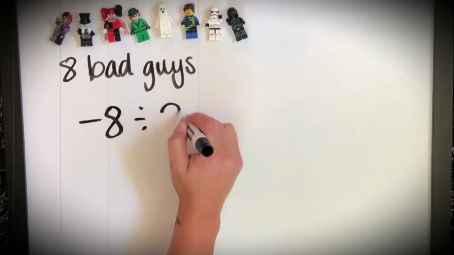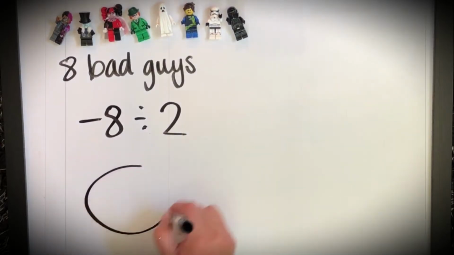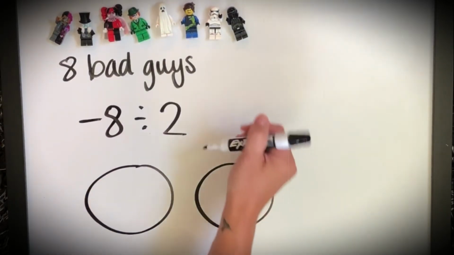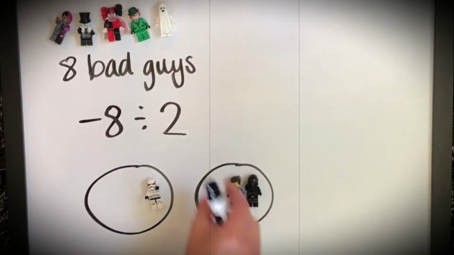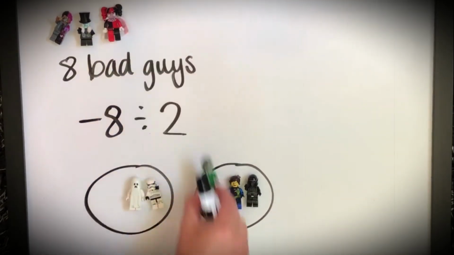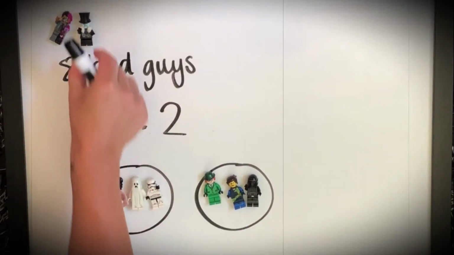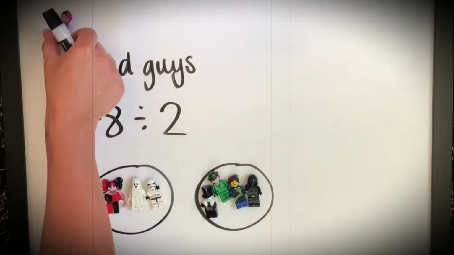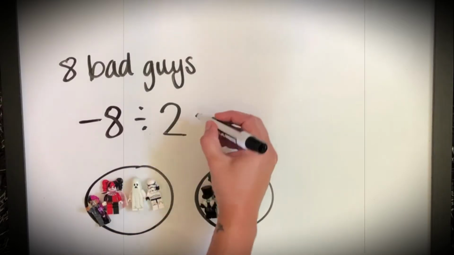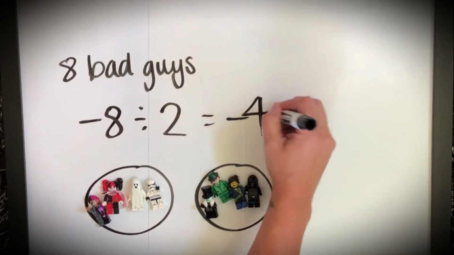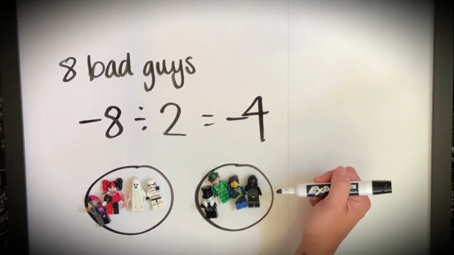Now let's look at a division problem. -8 divided by 2, which is 8 bad guys broken up into 2 groups. Let's split them up evenly. This time, the answer is how many bad guys are in each group. So our answer is -4. So -8 divided by 2 equals -4.